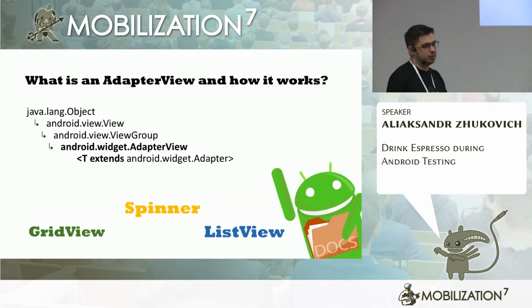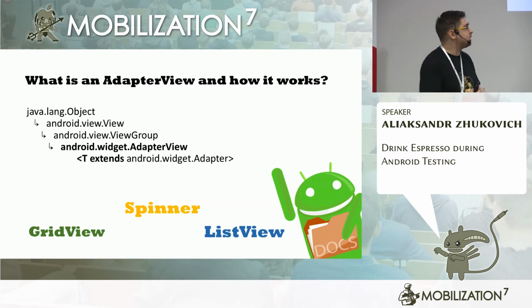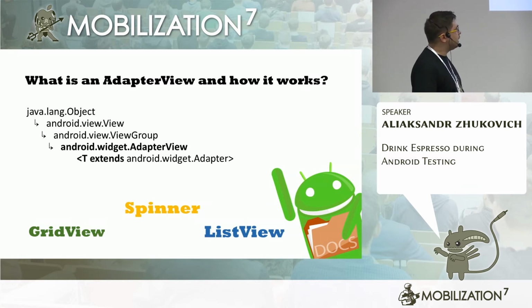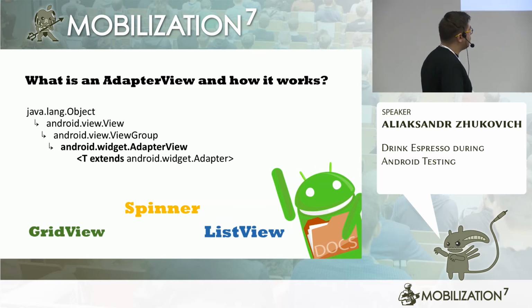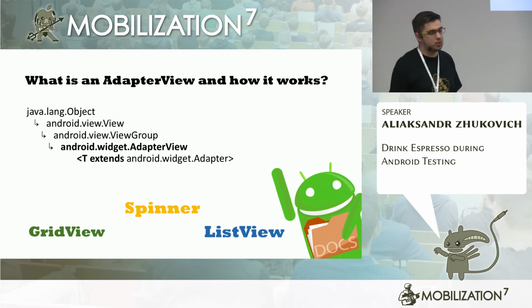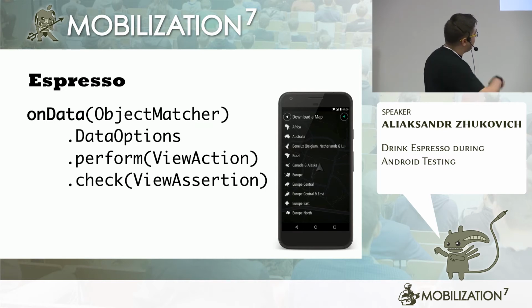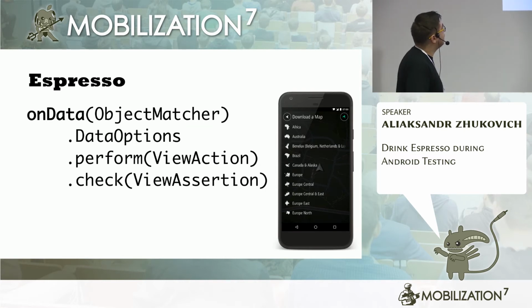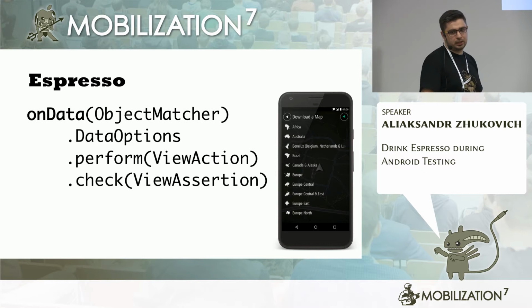The most popular view in many applications is the list. In Android, we have two basic implementations of lists: one based on adapter view and one based on view group. Adapter view implementations include list view, spinner, grid view, and much more. For all these views, we should use the onData method, because we store data in the adapter and do not display all data on the screen. When we use onData for interaction with different adapter view widgets, we can scroll and interact with an item which is not displayed right now on the screen.